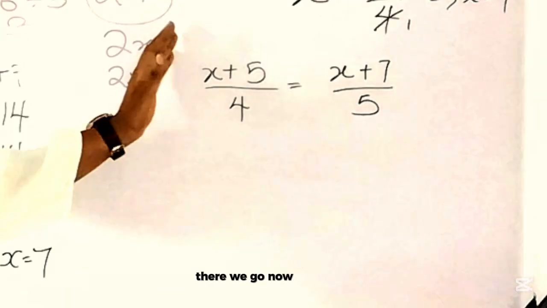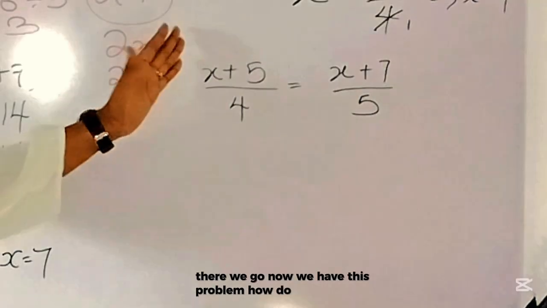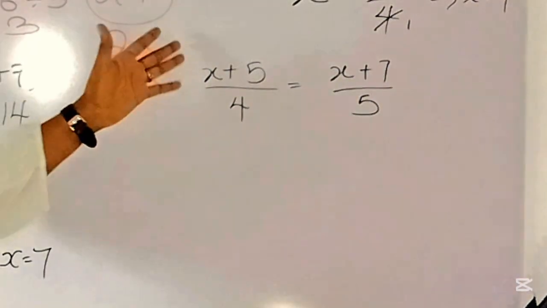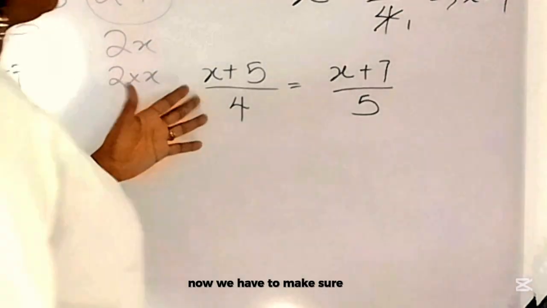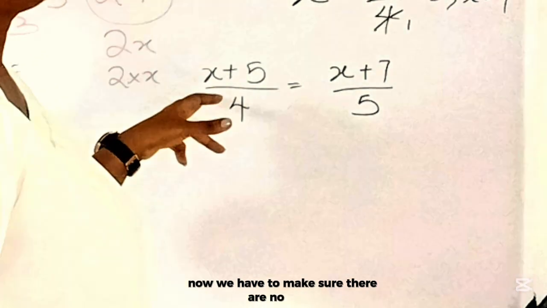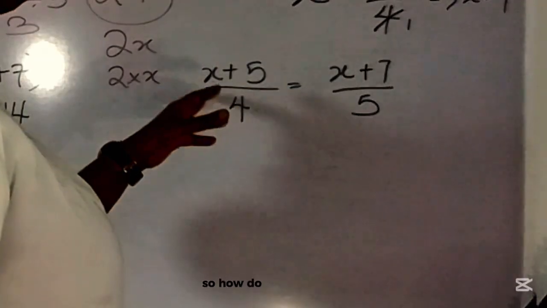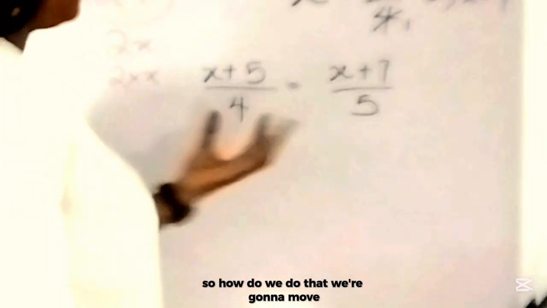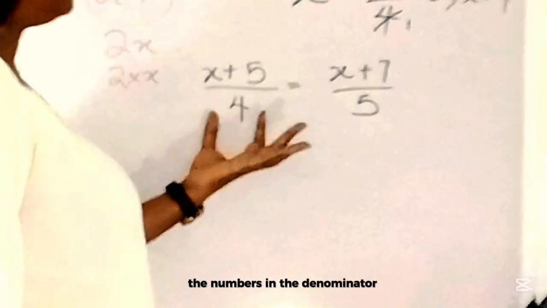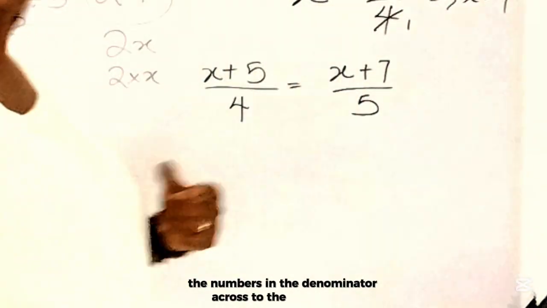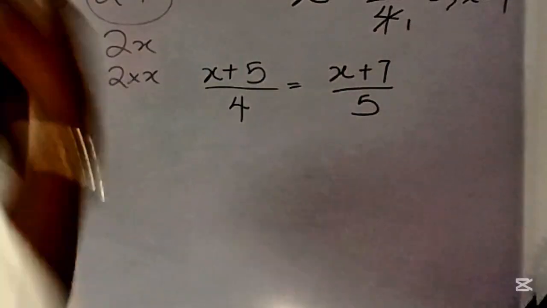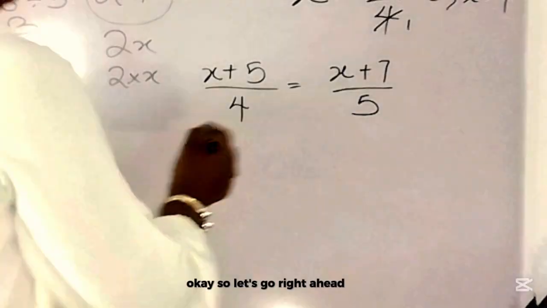There we go. Now we have this problem. How do we solve this problem? Now we have to make sure there are no ratios, there are no fractions, okay? So how do we do that? We're going to move the numbers in the denominator across to the numerators. Okay, so let's go right ahead.